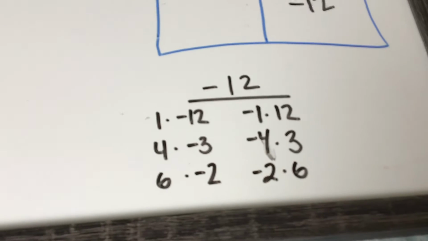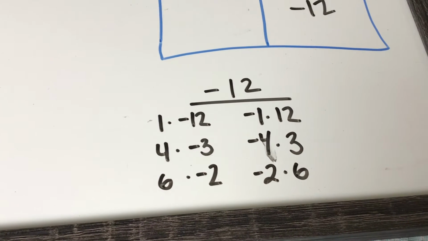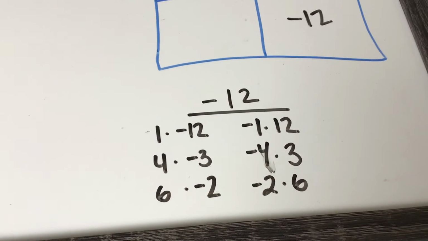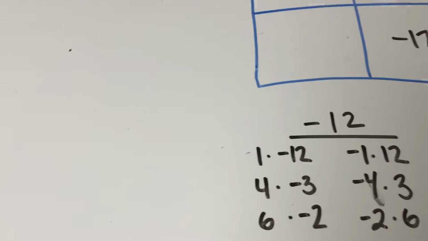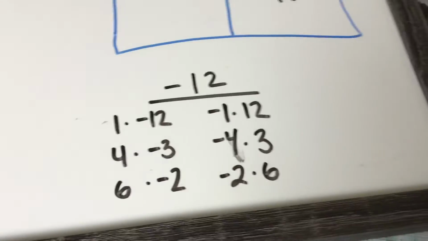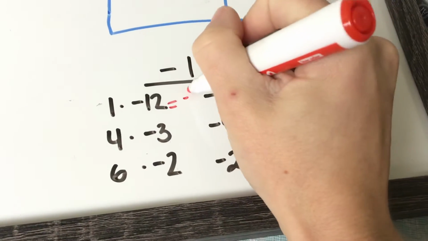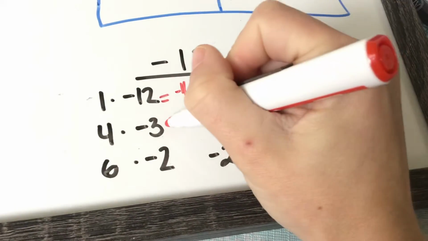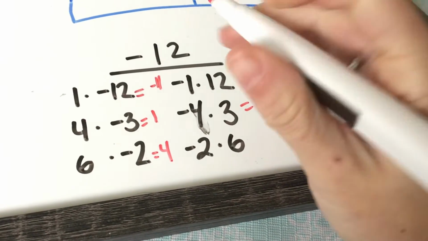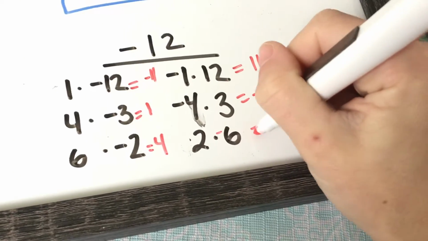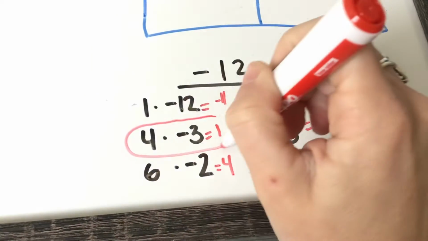Now you're probably asking yourself, which one do I choose to add to my generic rectangle? Well, you want the one that's going to give you a sum of positive 1. If I write down all the sums, I should get negative 11, positive 11, positive 1, negative 1, 4, and oops, this should have been negative 6, and this should have been negative 4. There's only one combination that gives you a positive 1, and it's this one.